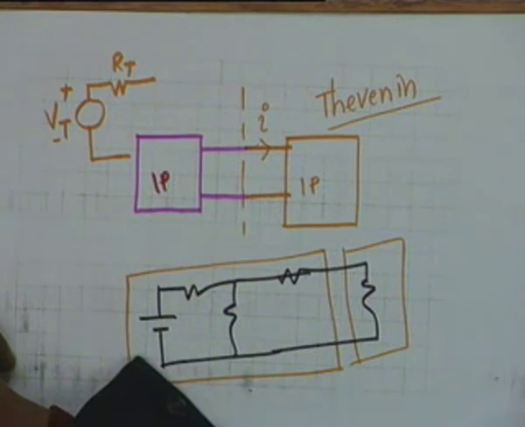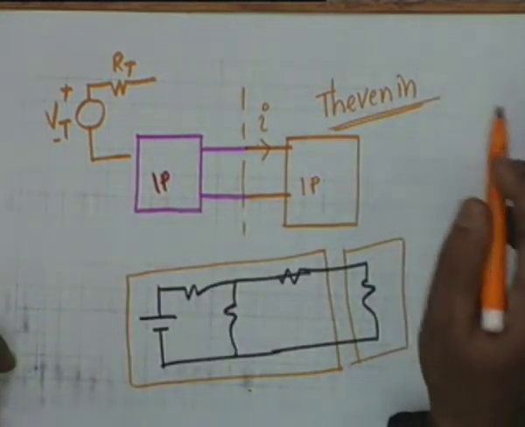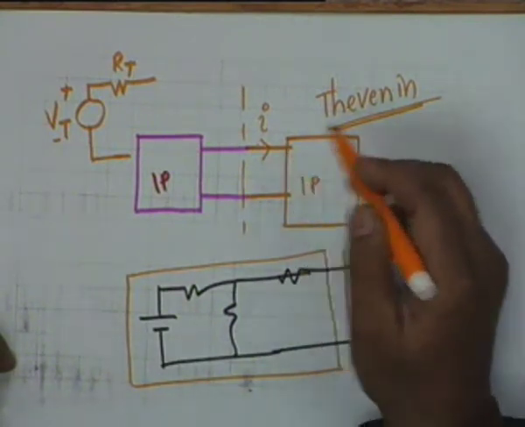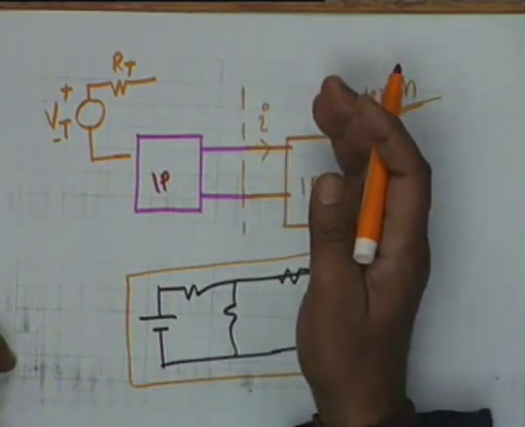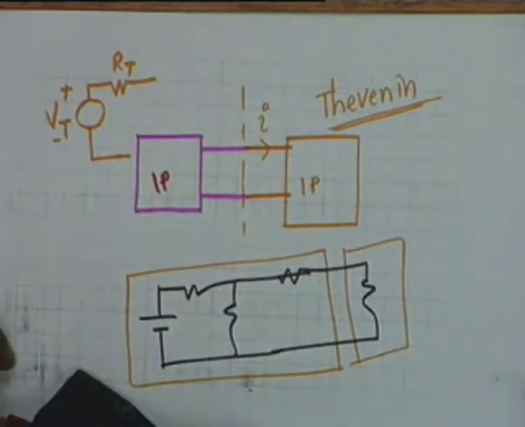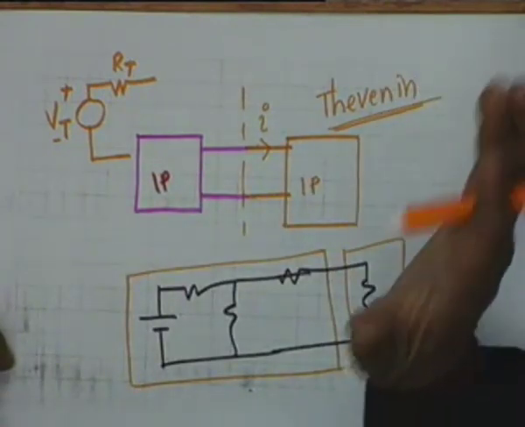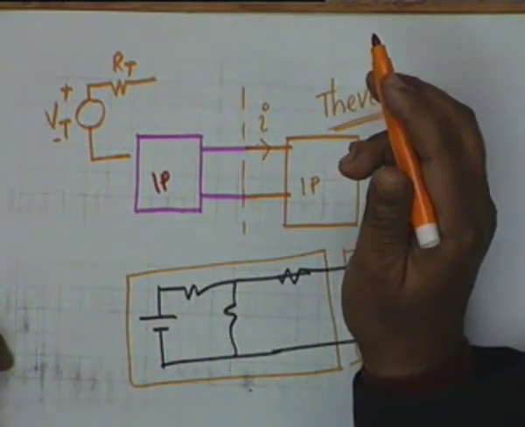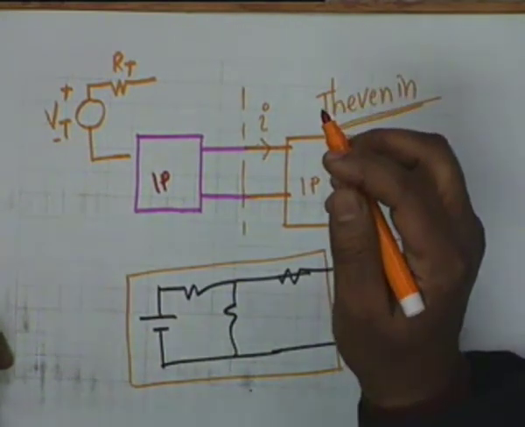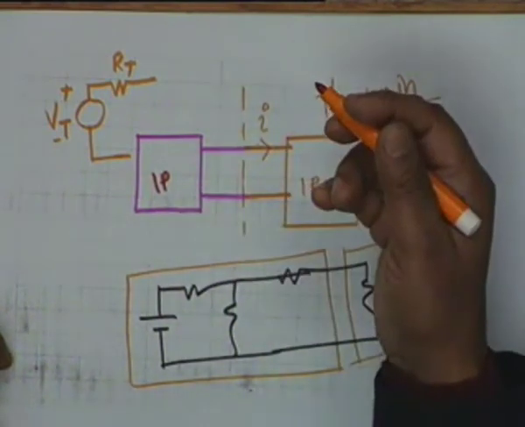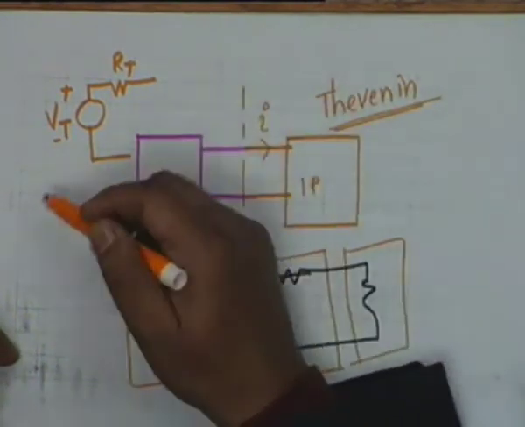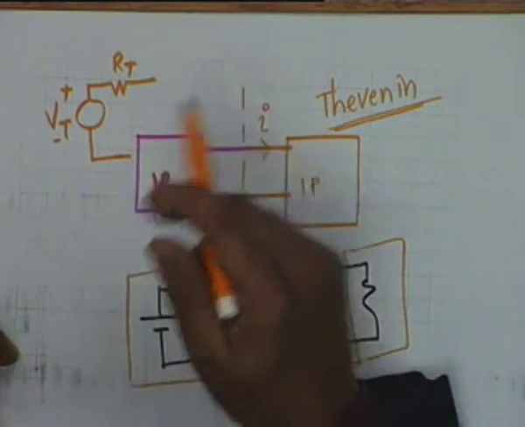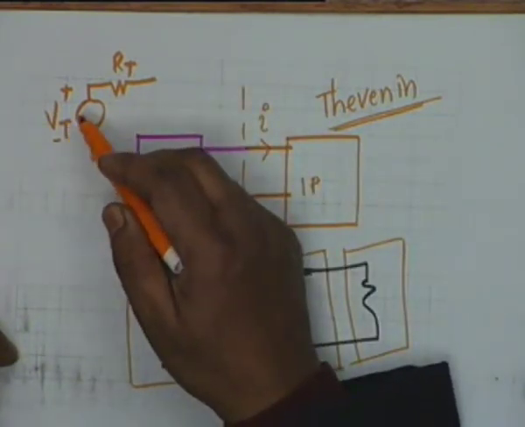Let me state this formally. Thevenin's theorem states that in so far as the load current is concerned, one of them can be considered as a load, the other can be considered as the driver, and Thevenin says in so far as the load current is concerned, an arbitrary one port can be replaced by an equivalent voltage source in series with an equivalent resistance. The subscripts T should be clear. T stands for Thevenin. The question is, what is VT and what is RT?